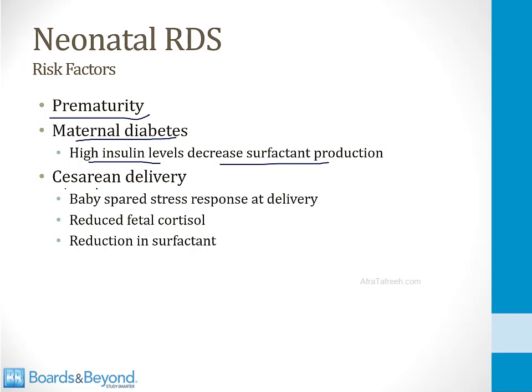And then finally, cesarean delivery is associated with an increased risk of neonatal RDS. This is believed to occur because the baby does not get the stress response at delivery. Vaginal delivery is very stressful to the baby, and the baby produces lots of cortisol. If the baby is delivered by cesarean section, there's reduced fetal cortisol, and cortisol drives surfactant production. So these babies will be born without that cortisol surge.